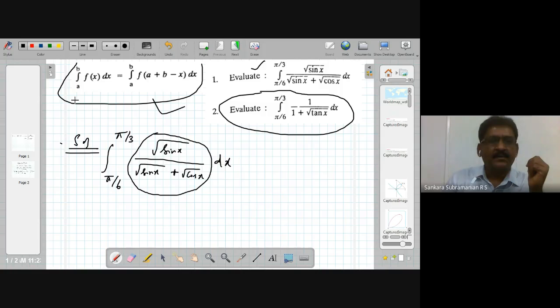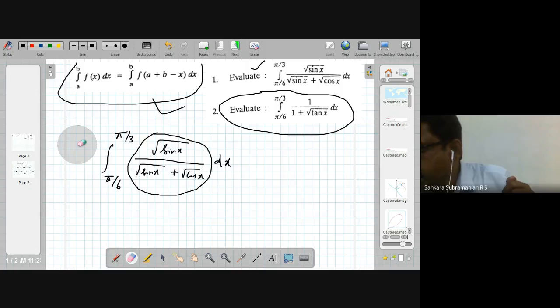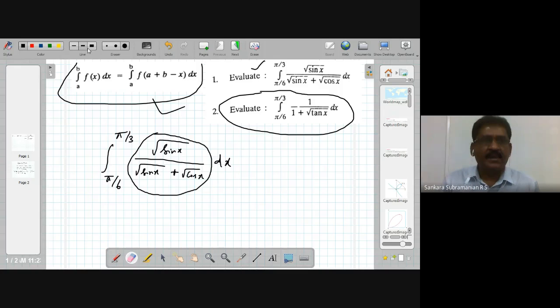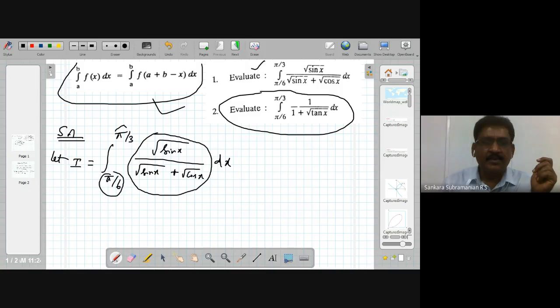So solution for this problem. I'm just going to take this problem as a value I. Let I is equal to this. Looking at this property and the property above, the limits are different, a and b are different. So therefore, integral a to b of f of x dx can be written as integral of f of a plus b minus x dx, a property that has been stated.